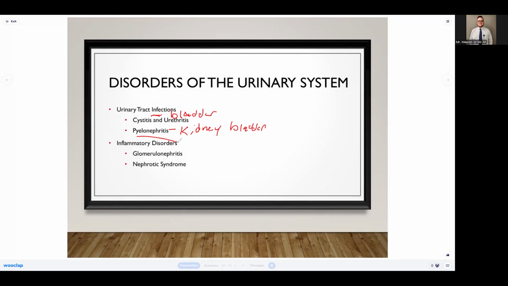Pyelonephritis would be more concerning because we actually have an infection at the kidney level and we're closer to blood flow, and that can mean risk of infection moving into the bloodstream, causing more systemic symptoms than just the bladder infection. Inflammatory disorders: glomerulonephritis, sometimes referred to as nephritic syndrome. I'm spelling that with an I because the other end of the spectrum is nephrotic syndrome, and we'll talk a little bit about the differences between these two. These are your common kidney or urinary tract disorders.